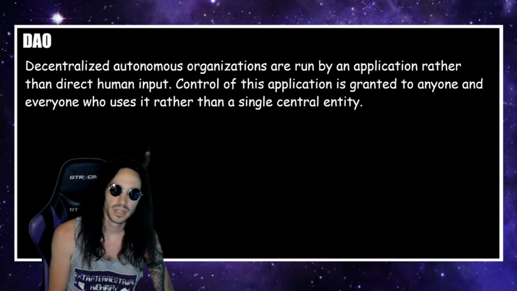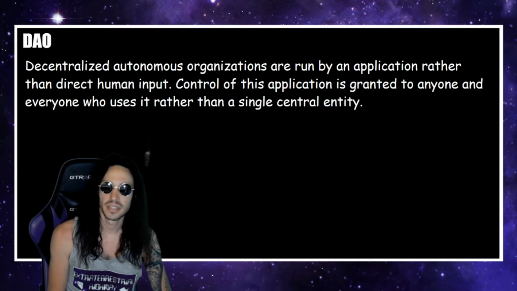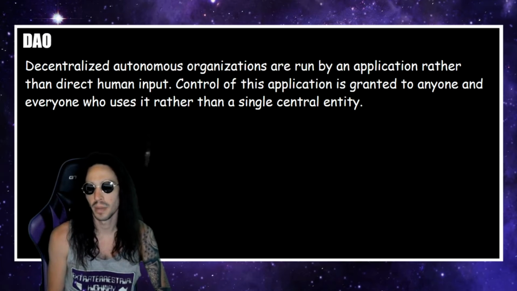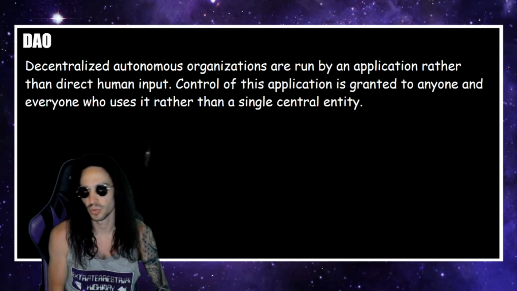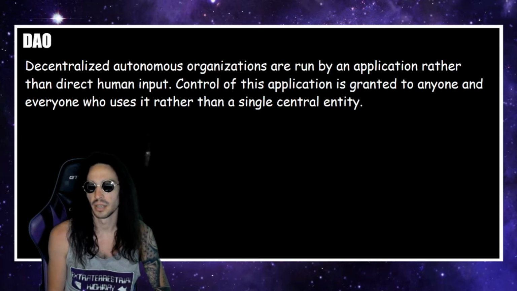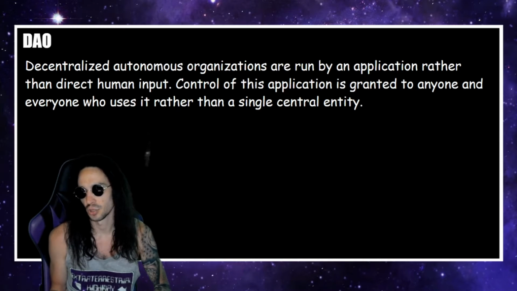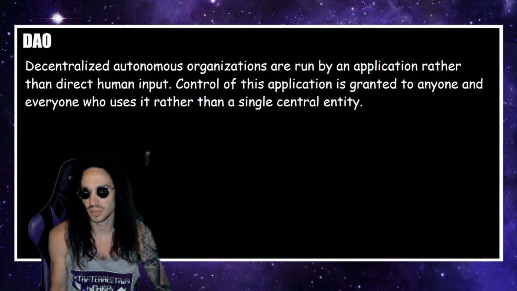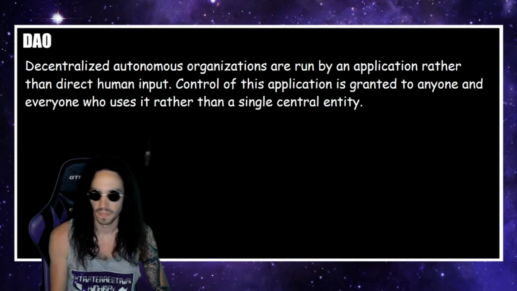The second one is going to be DAO, Decentralized Autonomous Organizations. They're run by an application rather than direct human input. Control of this application is granted to anyone and everyone who uses it rather than a single central entity.